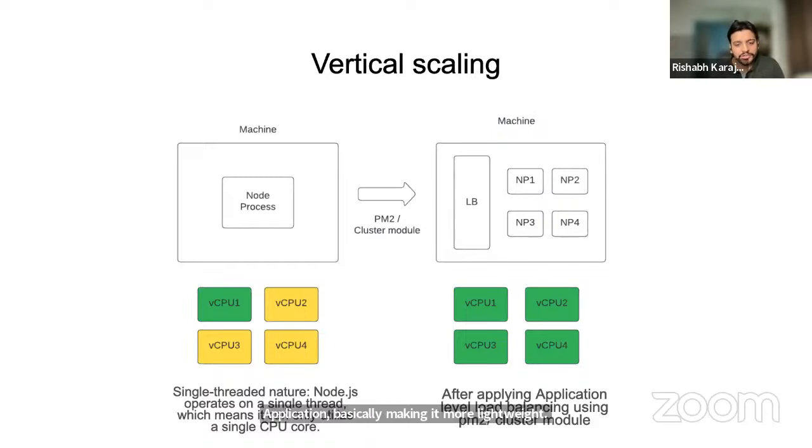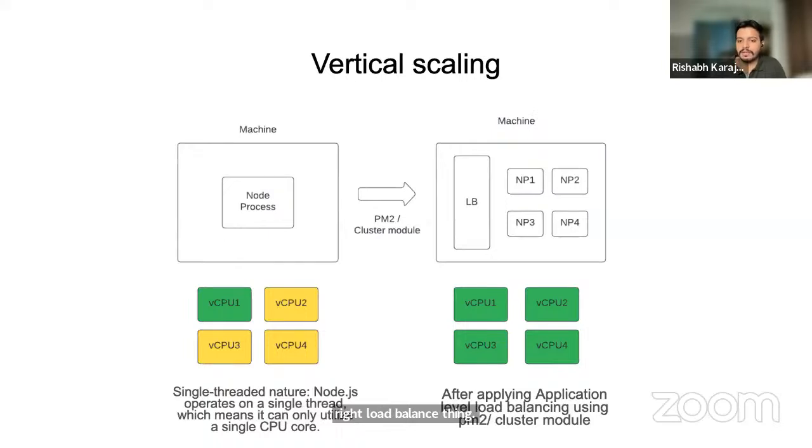Another very crucial component of vertical scaling is load balancing. Knowing that Node.js operates on a single-threaded model, it basically means that it can only utilize one CPU core at a time. So let's say your system is running an 8 vCPU or 8-core machine. The other 7 cores are going to be a waste of resources if you don't use the right load balancing capabilities that Node.js has to offer.